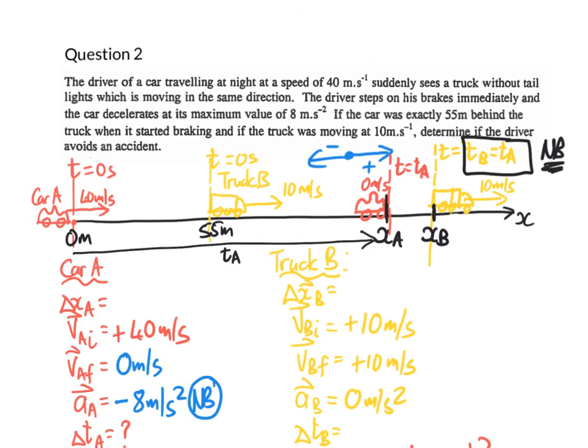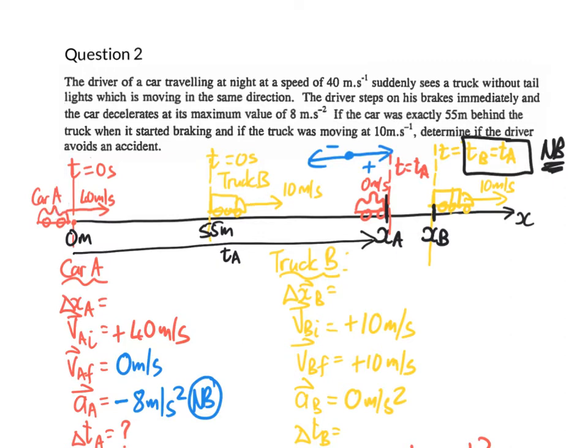Let's consider this problem. The driver of a car traveling at night at a speed of 40 meters per second suddenly sees a truck without tail lights which is moving in the same direction. So my sign convention is plus in the direction of the motion of both vehicles, car A and truck B.